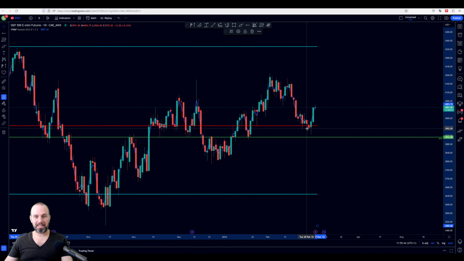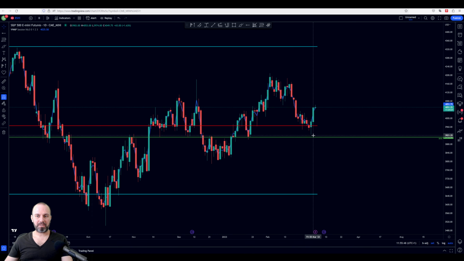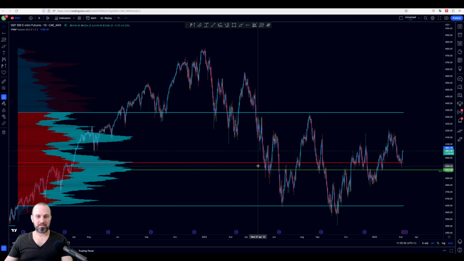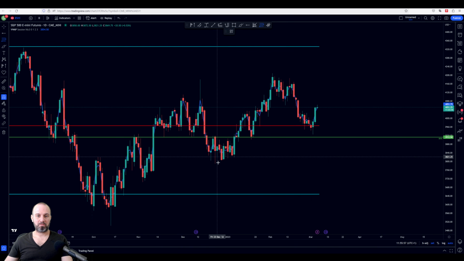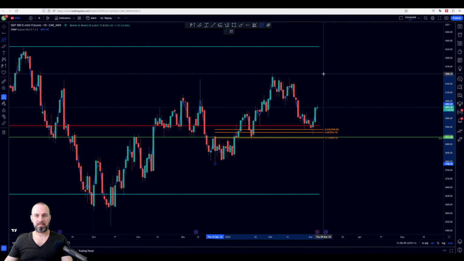And in this area, we are at support, because we are very close to this high volume node, SNR flip level. Now it's the point of control, but also we are here, and we do have the golden pocket here. So we are at support. Without this information, without the point of control actually moving here, and that was my general trading idea, I would say that the price could push just a bit lower.